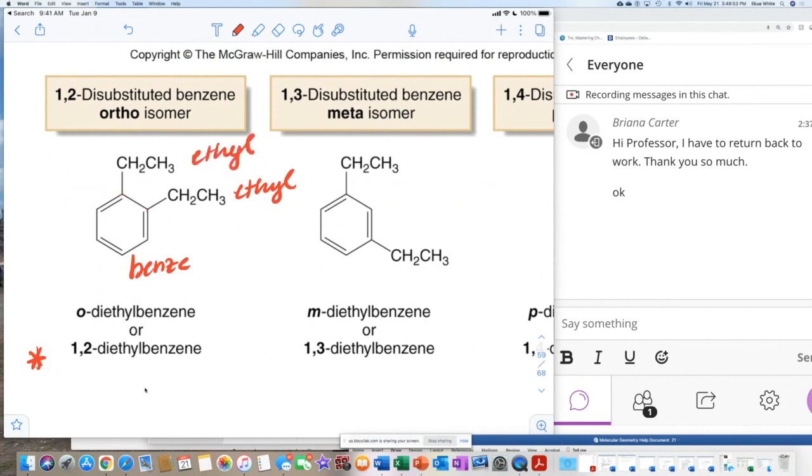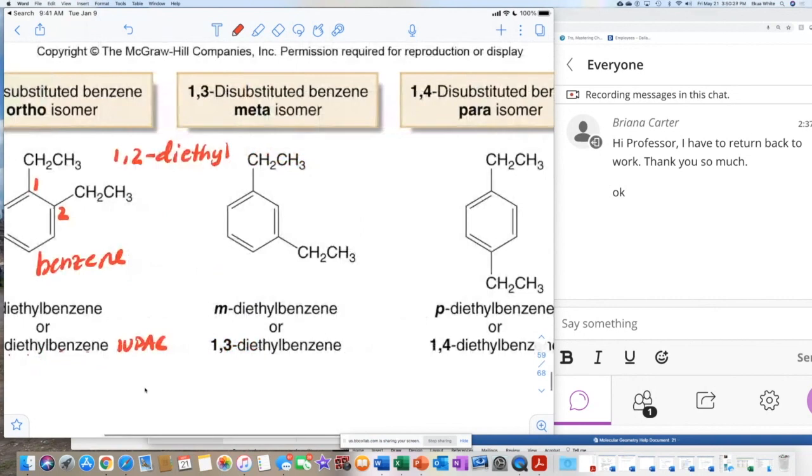Okay, so since you have two side groups, you will number one of them carbon 1. Doesn't really matter here. 1, 2. So the ethyls will be consolidated because they're the same side group, and it'll be 1, 2 dash diethylbenzene. Sorry, 1, 2 dash diethylbenzene. This is the IUPAC systematic name. Okay, let me move to this one here.